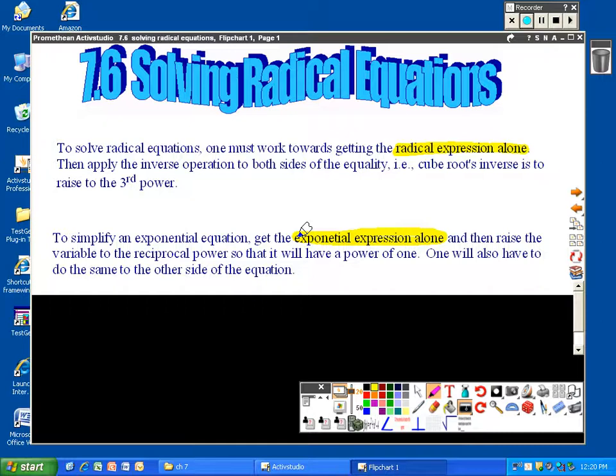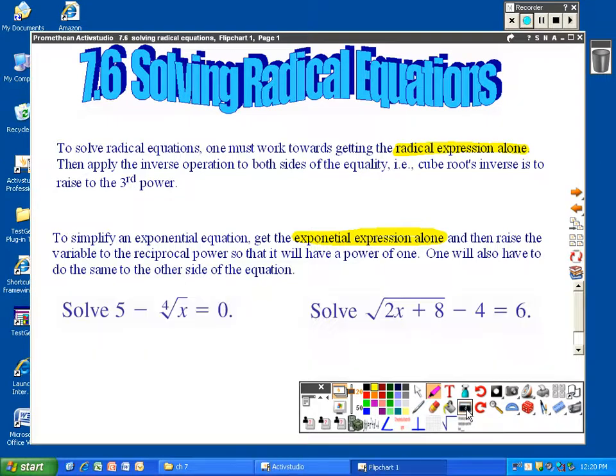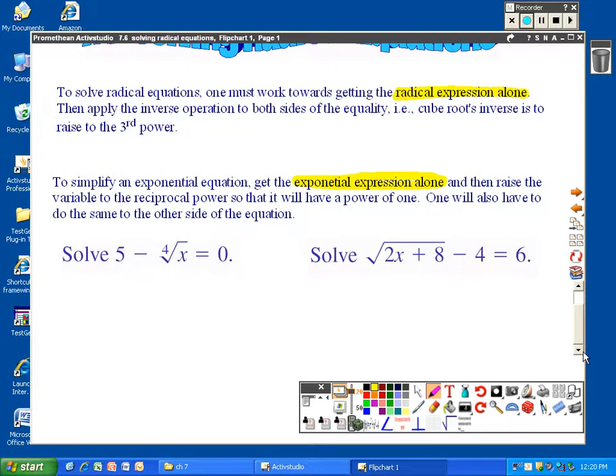If you take your handout, you should have these problems on there, and we're going to work each one of them out, one at a time. So 5 minus the fourth root of x equals 0. The radical expression is the fourth root of x. So I want to get rid of everything else first.